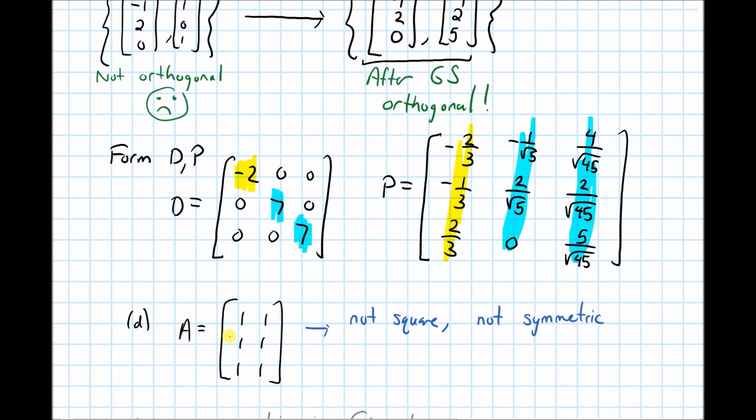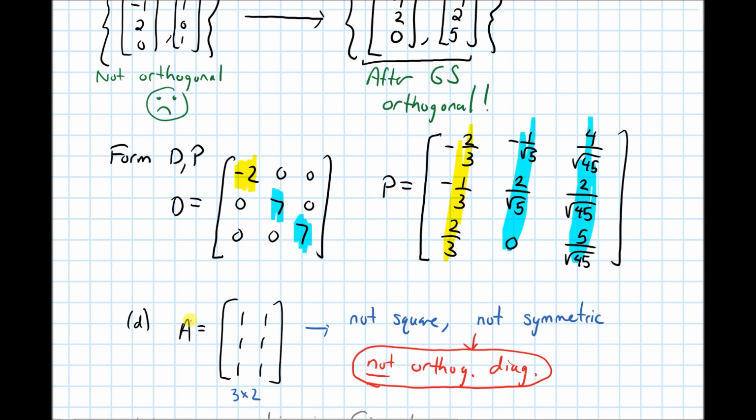Right now this is a 3 by 2 matrix. If you were to transpose it, you get a 2 by 3 matrix, and that's definitely not the same. So because it's not symmetric, this is not orthogonally diagonalizable. So it's a pretty quick answer there. Not symmetric, so it's not orthogonally diagonalizable.